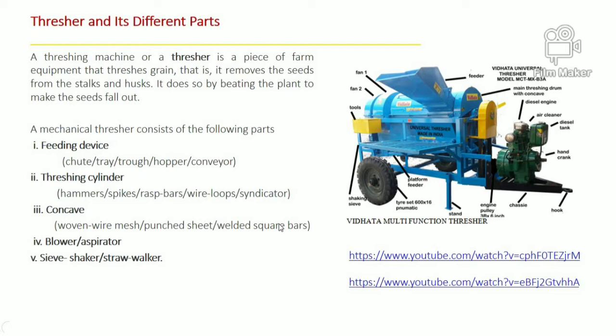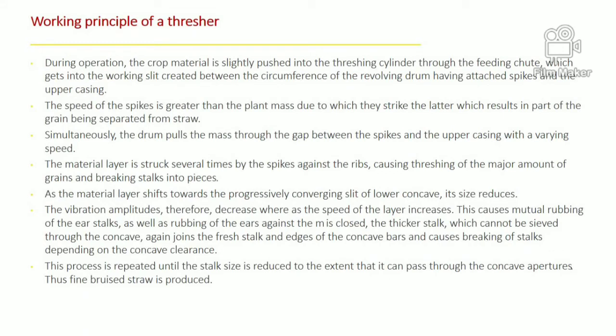So this is a thresher machine and its different parts. A thresher machine or a thresher is a piece of farm equipment that threshes grains. That is, it removes the seeds from the stalk and husks. It does so by beating the plant to make the seeds fall out. So this is the working principle of this thresher.